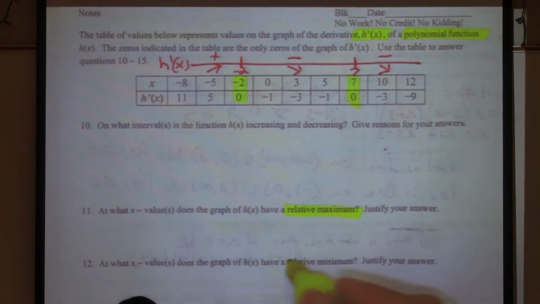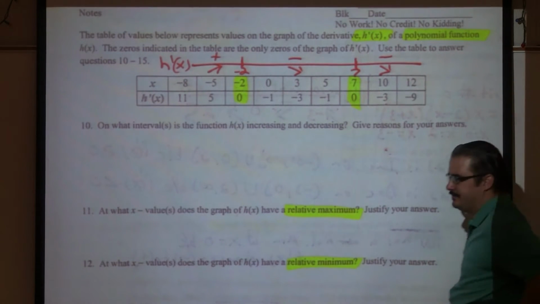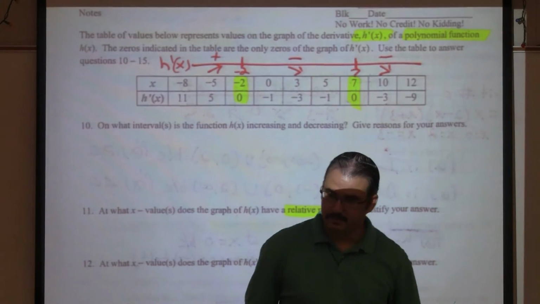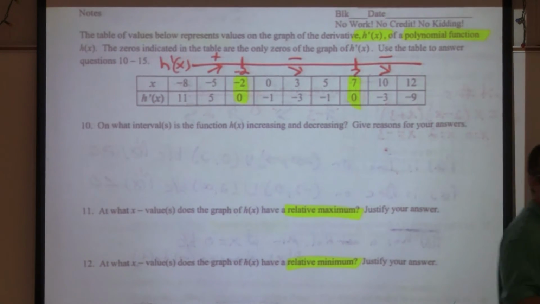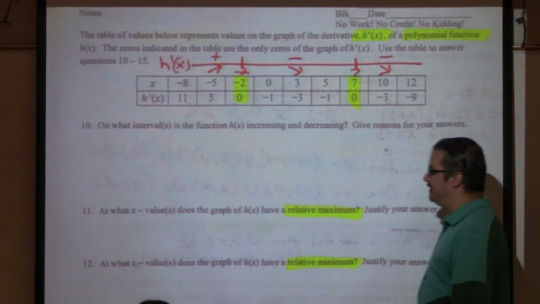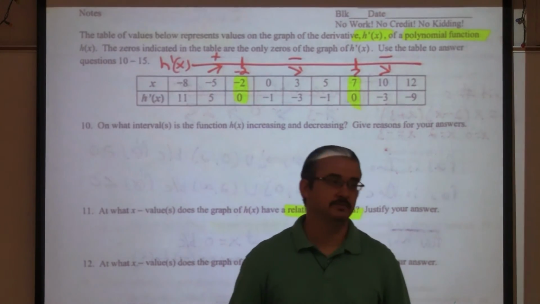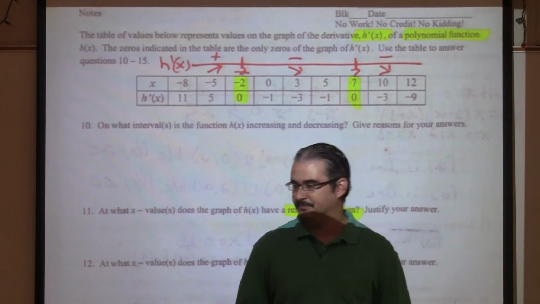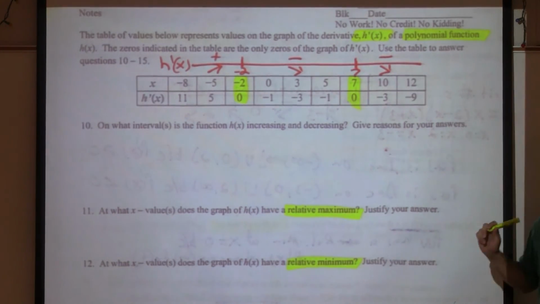Where do I have a relative min? You don't have one? No. Why not? Because the derivative does not change from what? Negative to positive, so make sure you write that. So you say h of x does not have a relative minimum because h prime of x does not change from negative to what? Positive. You're just providing the justification as to why you know it does not have one.